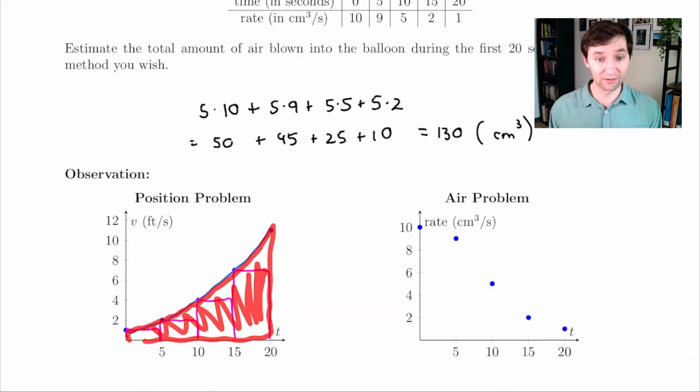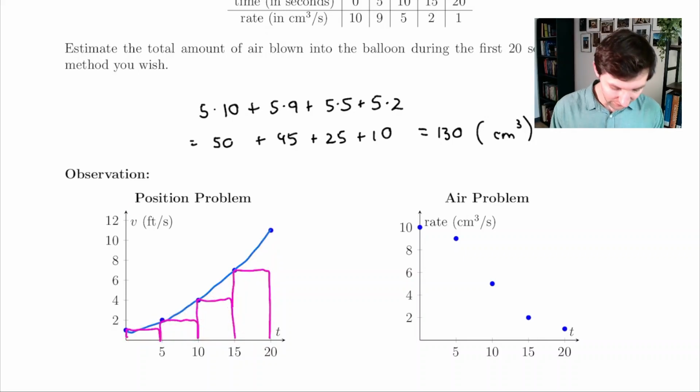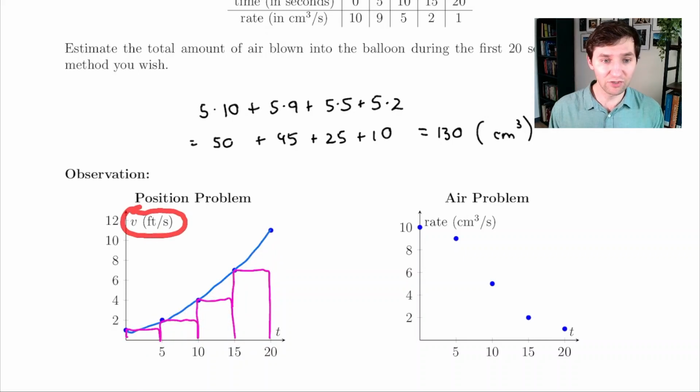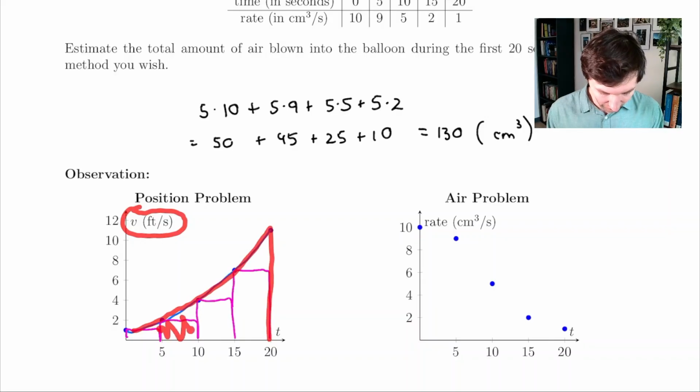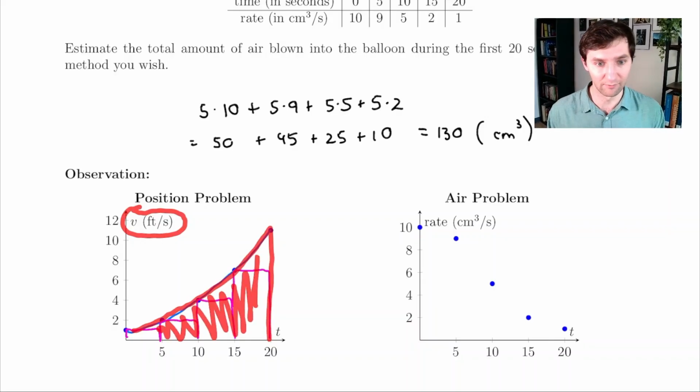Or, to say it differently, velocity is the rate of change of position, and the area under the graph of the rate of change of position gives you the total change in position.